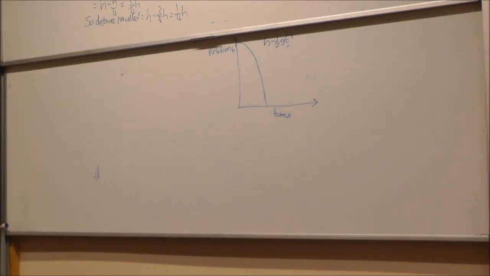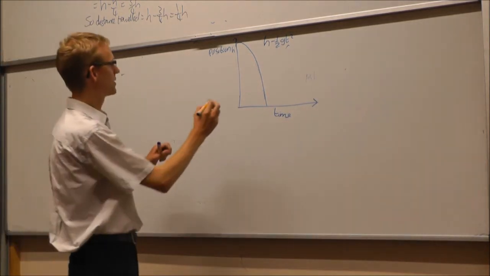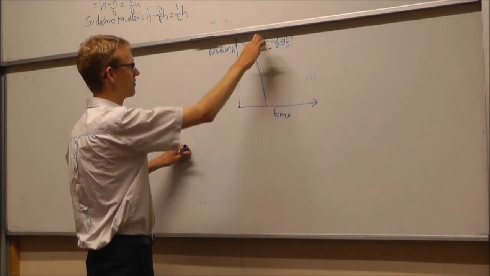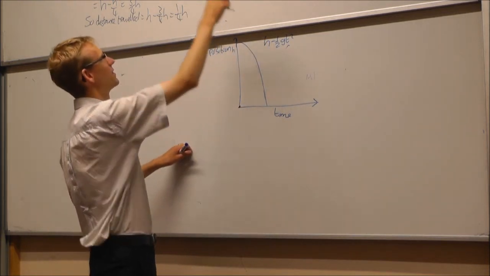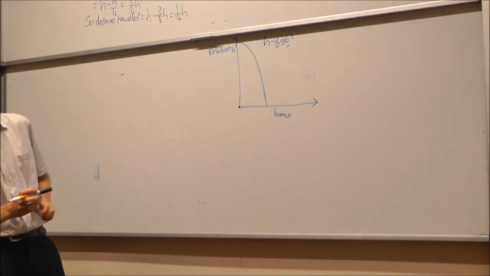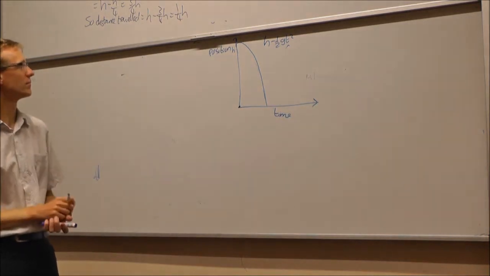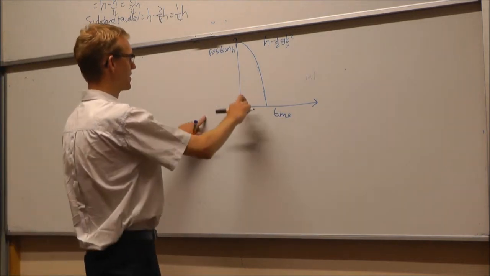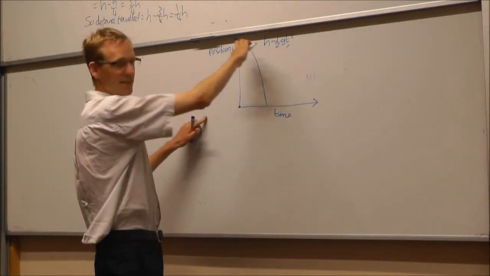The other one, ball Y, is going to start here, and it's going to reach its peak at the same time as the other one hits the ground. Is that obvious? Yes, it must be, because it goes up to its peak and then it's going to fall again.